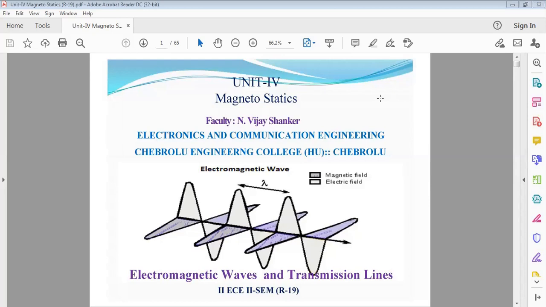Today, we are going to discuss the new chapter, that is the fourth unit, magnetostatics. The previous class discussed electrostatics, that is the third unit, and now I'll go to the next unit, the fourth unit, magnetostatics. Before going to magnetostatics, let me give a brief description of electrostatics and their formulas.